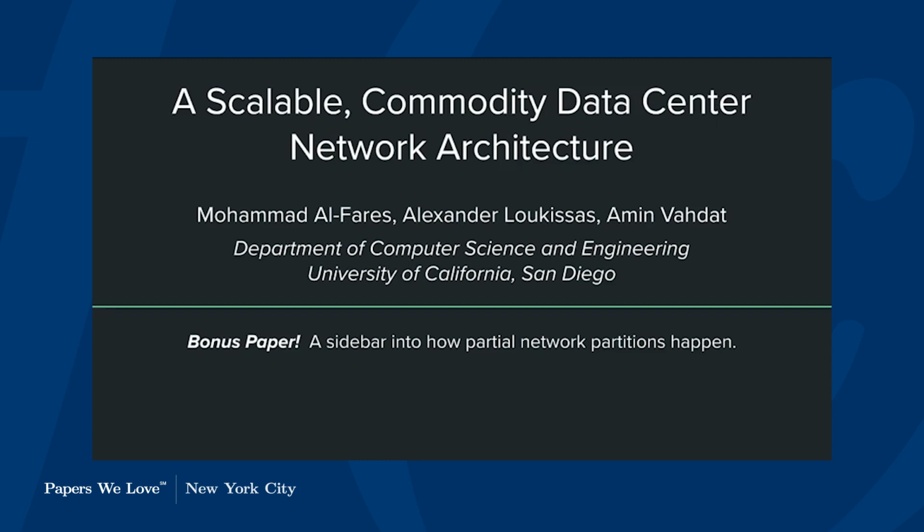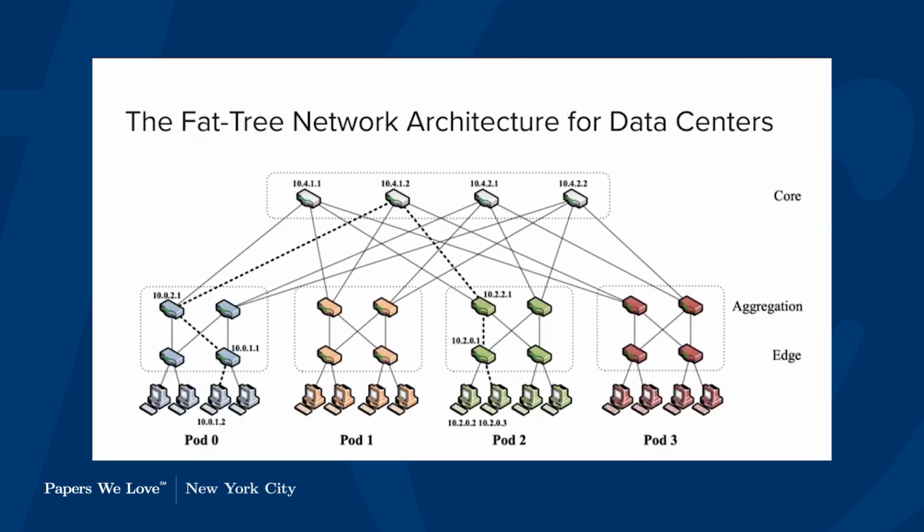So a scalable commodity data center network architecture was published in about 2008. This is more or less state of the art for data center network setups at the time, inside of a data center. The main reason is because it's cheap.